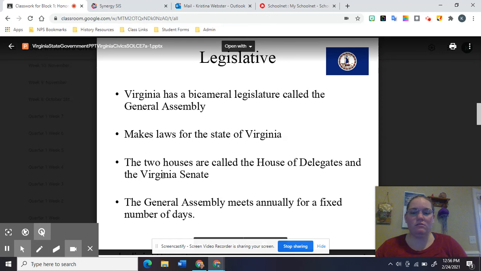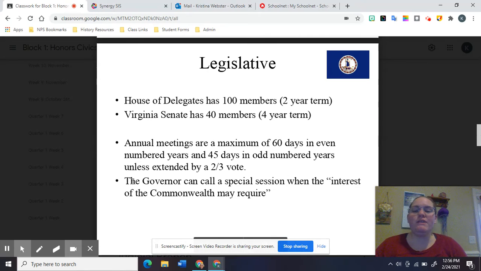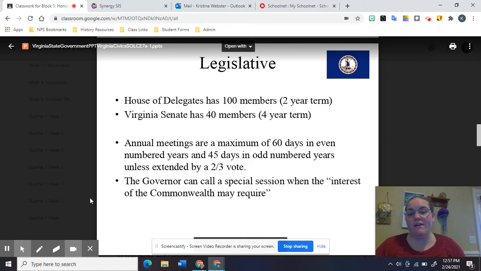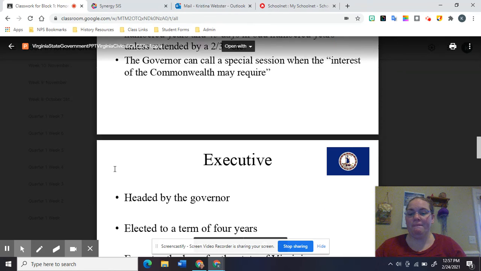Got it? Got it. The House of Delegates has 100 members who serve two-year terms. Virginia is divided into 100 delegate districts. The Virginia Senate has 40 members, so there are 40 Senate districts, and they serve a four-year term. Annual meetings are a max of 60 days in even years and 45 in odd-numbered years, unless extended by a vote, and the governor, like the president, can call a special session of the General Assembly.